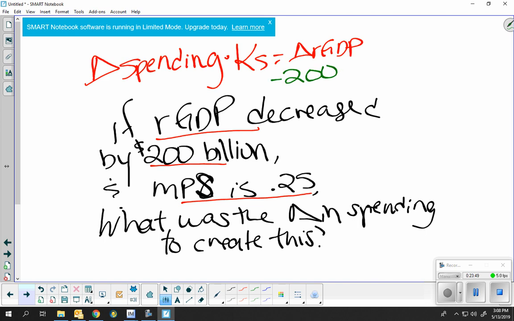GDP went down by 200 billion. I have not given KS, but I have given enough information to solve for KS. KS is 1 over MPS. If MPS is 0.25, it's 1 over 0.25. Sophia, what is that? It's 4. So the question is, because I'm asking what was the change in spending, what times 4 is going to give you negative 200? Negative 50. They cut spending by $50 billion.